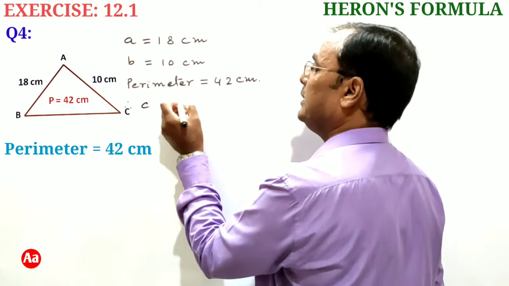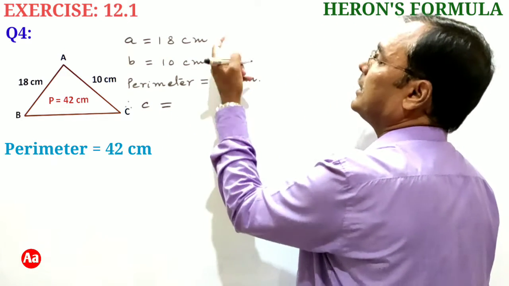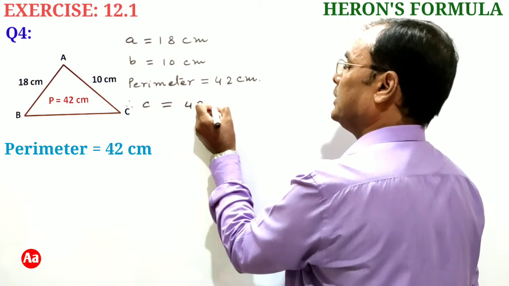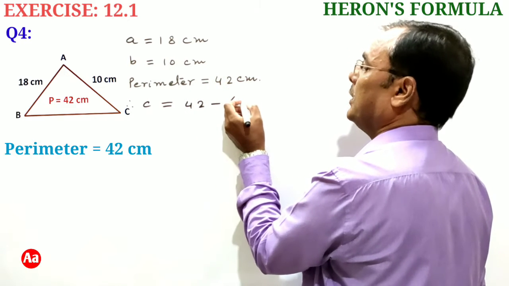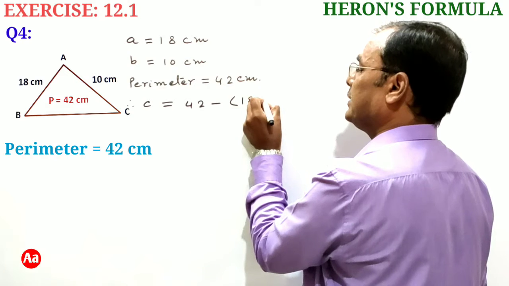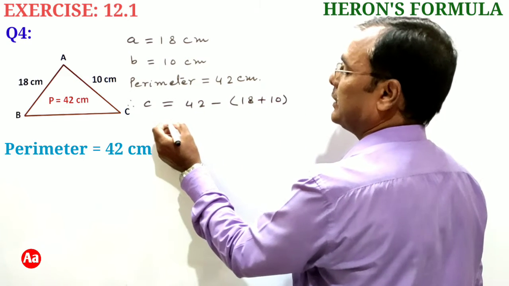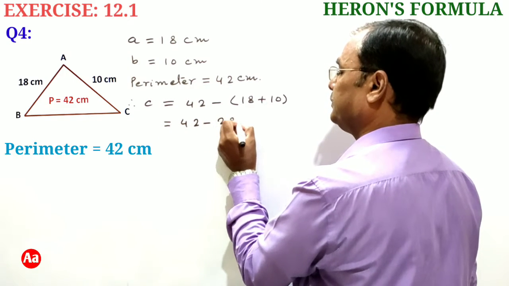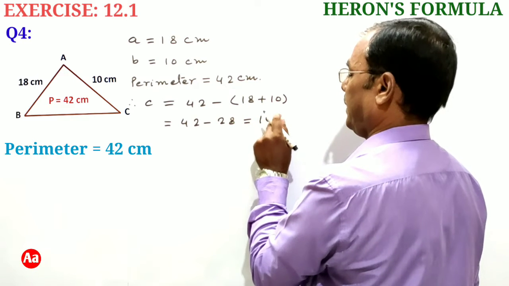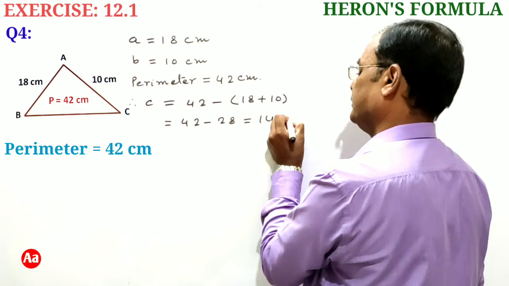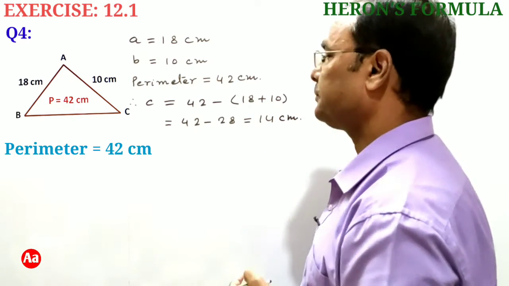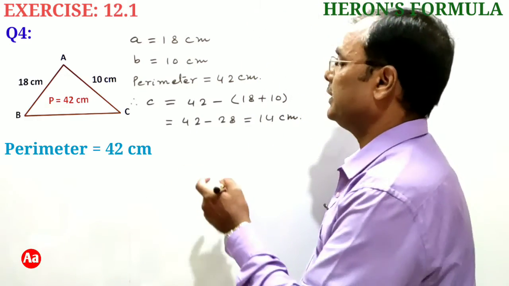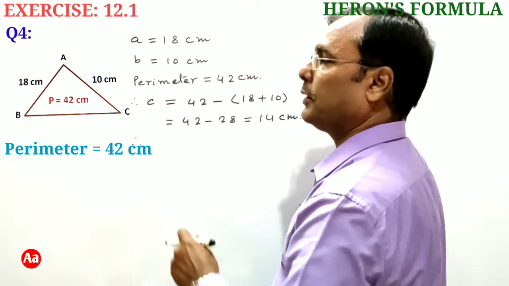So third side c is equal to perimeter minus sum of the two sides a and b. So perimeter is given, 42, minus sum of the given two sides, 18 centimeter and 10 centimeter. So 42 minus 28 is equal to 14 centimeter. This is the third side of the triangle, denoted by c.